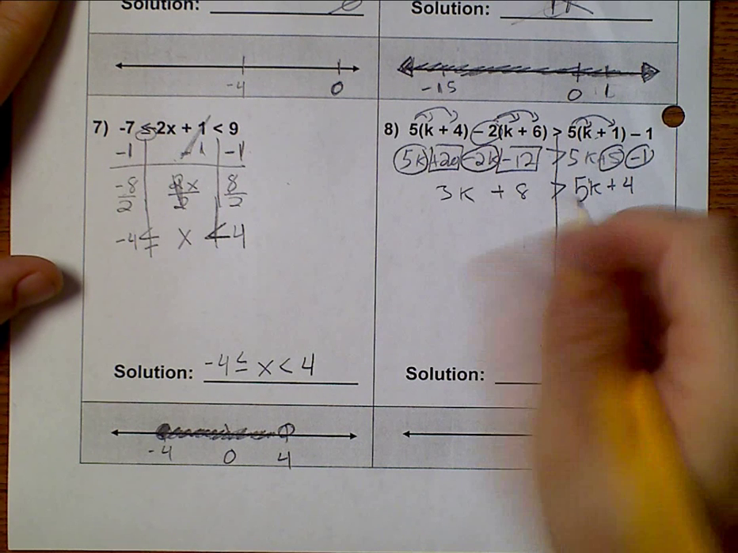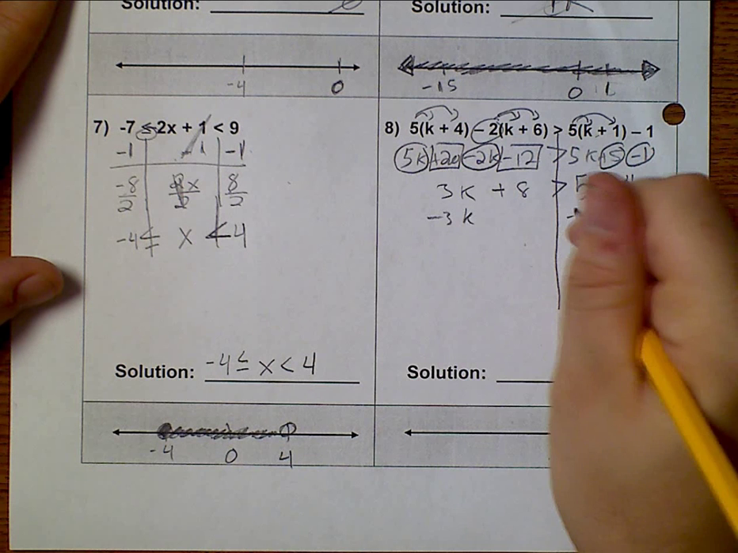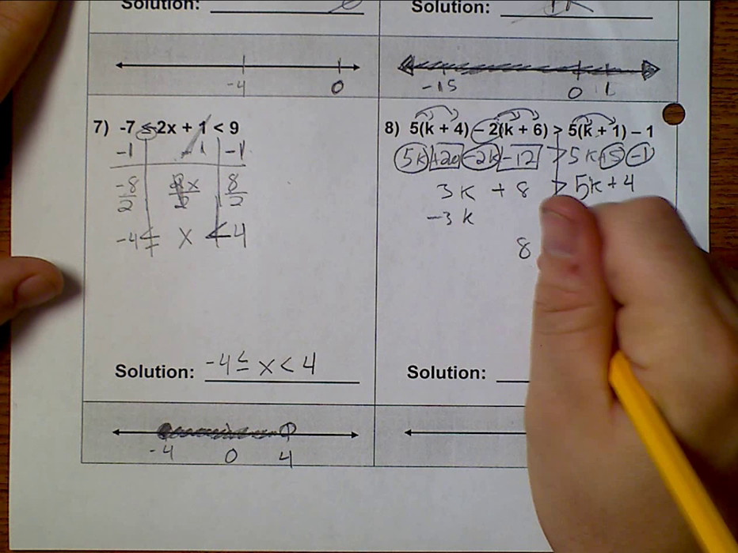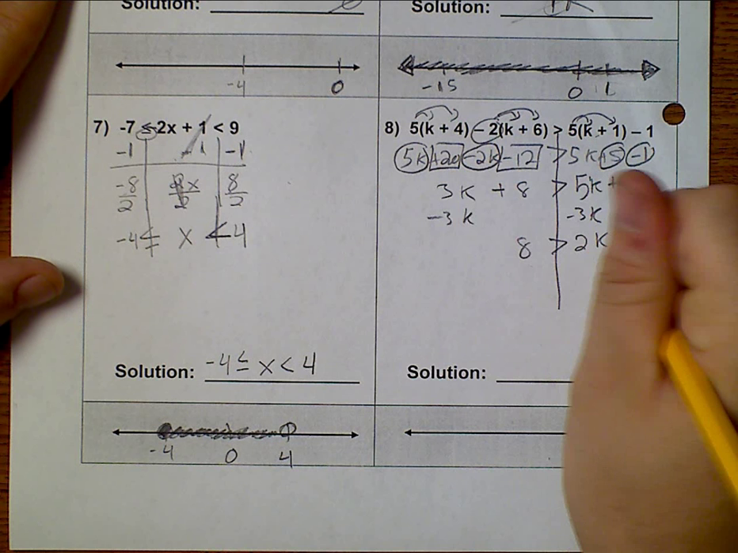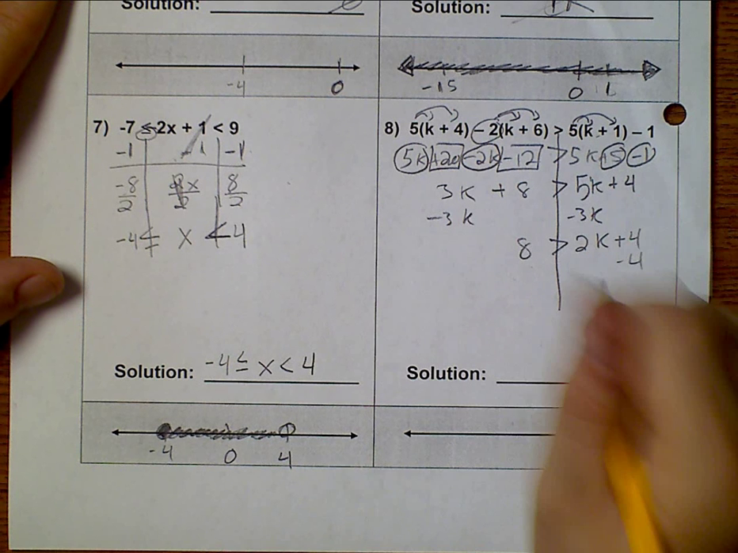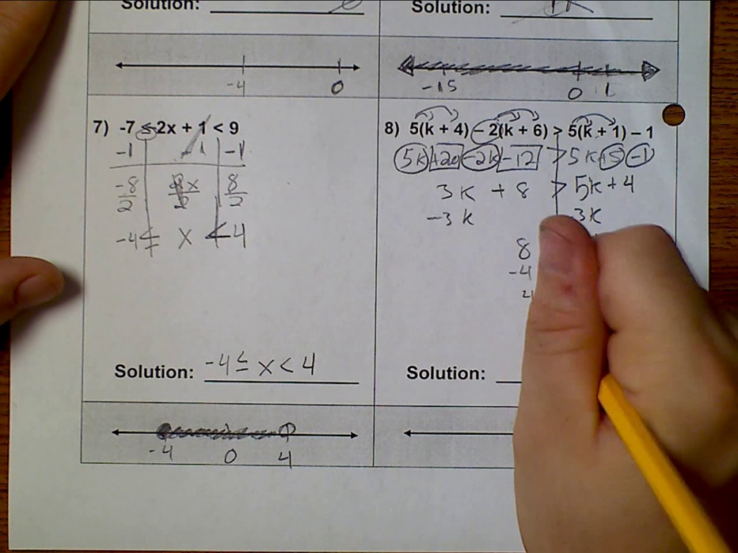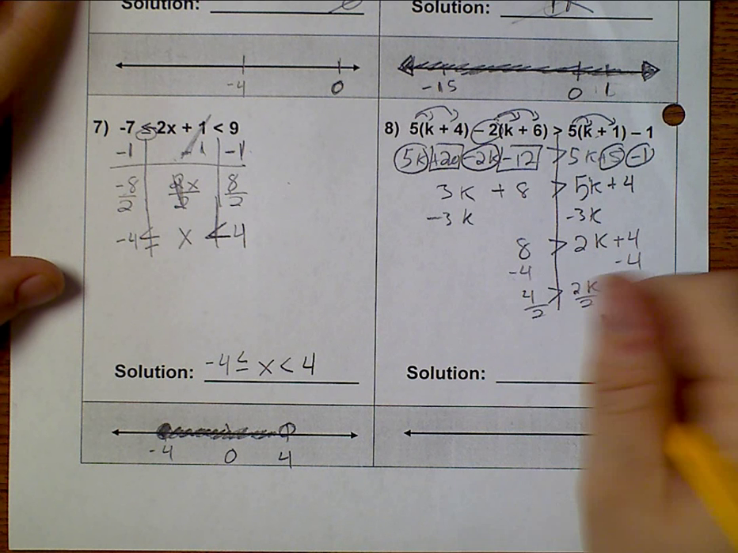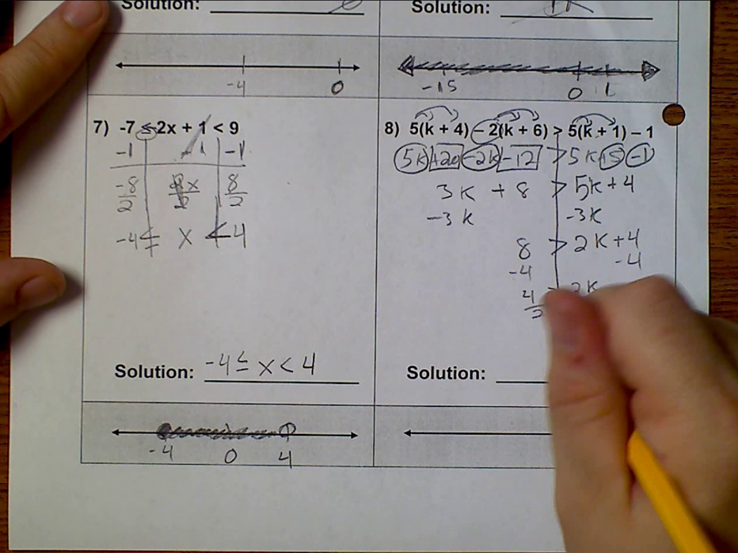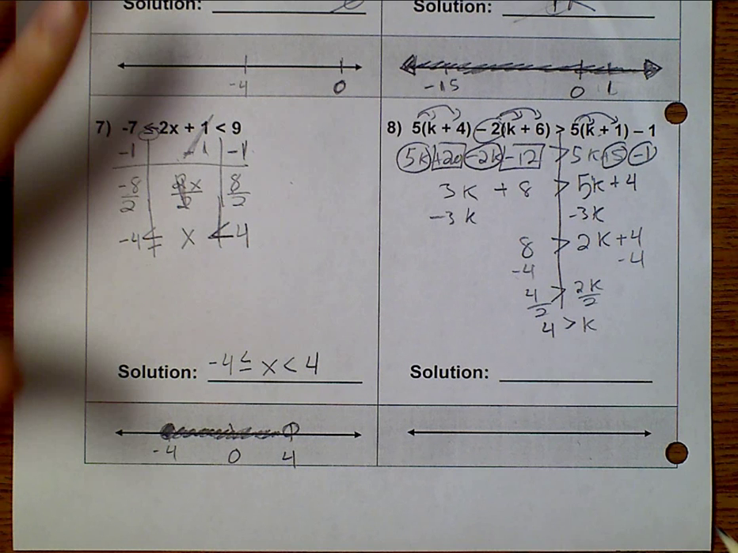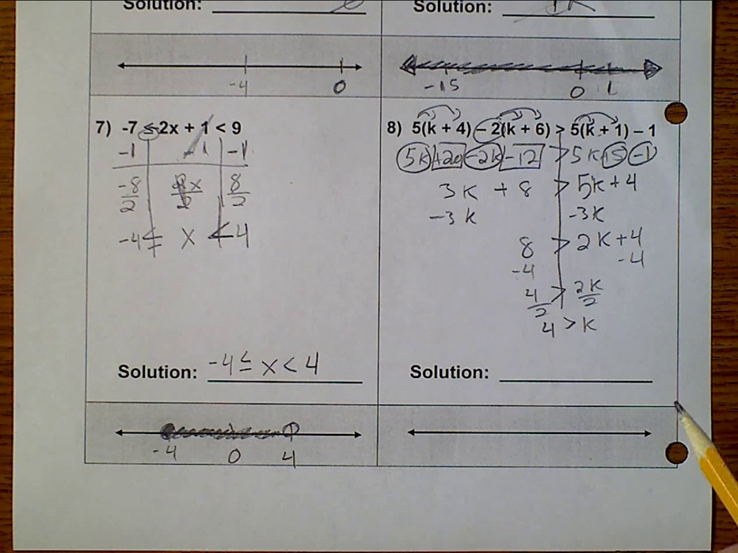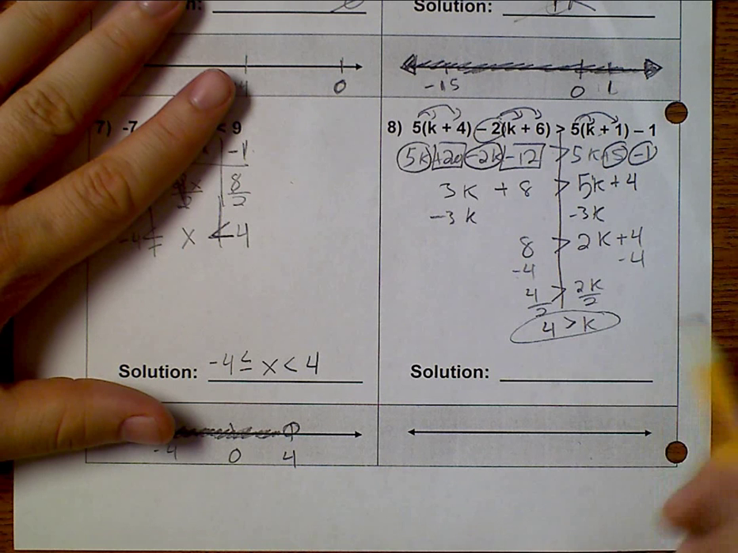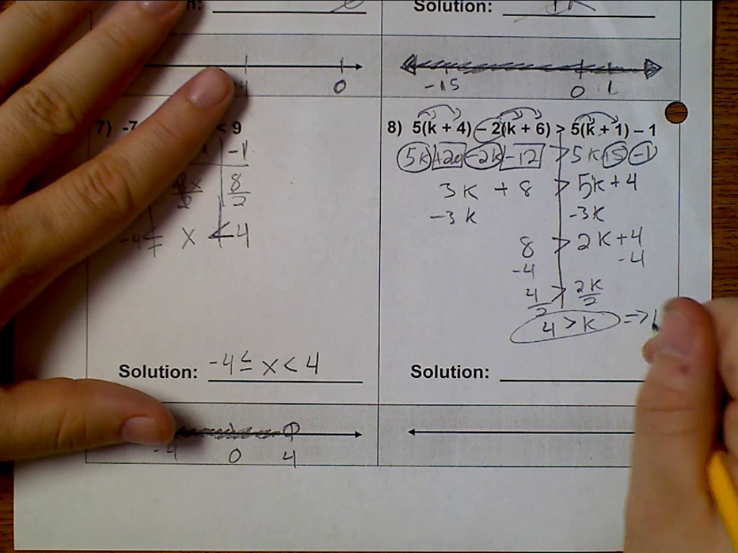Move all of my k's to one side. 8 greater than 2k plus 4. Move my regular numbers to the other. 4 greater than 2k. Divide both sides by 2. Now, did I ever multiply or divide by a negative number? Answer is no, but I do need to switch this into k less than 4.